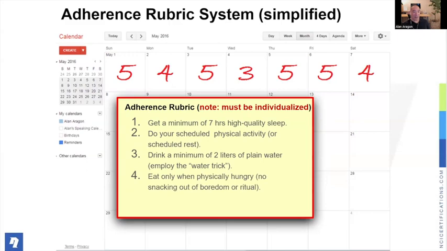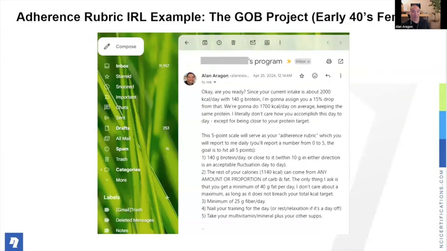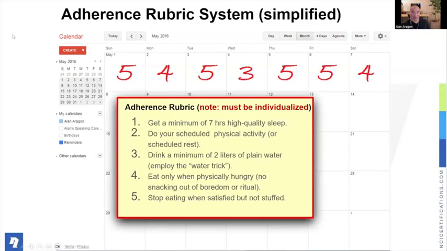Okay, eat only when physically hungry. Stop eating when satisfied, not stuffed. Whoa, I jumped the gun there. So this is a generic 5-point adherence rubric.